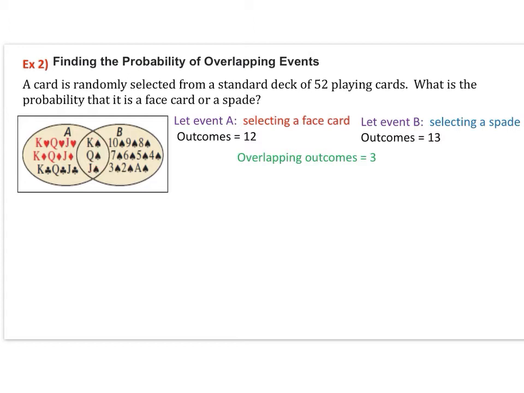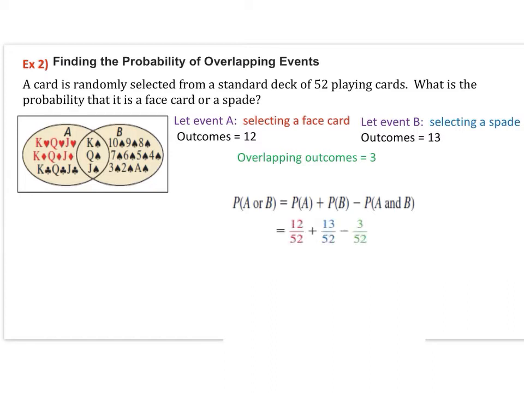All right, so when we set up our probability, we want the probability of A or B, and that's going to be the sum of probability A plus the sum of probability B, and then subtract what they have in common, which is the probability of A and B. So those ratios are 12 out of 52 plus 13 out of 52 minus 3 out of 52. They all have the same denominator, so you just need to add across the top and subtract.